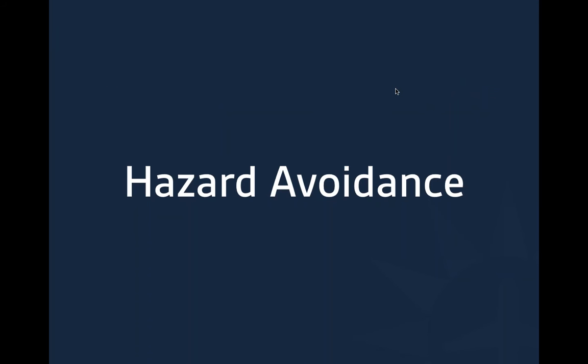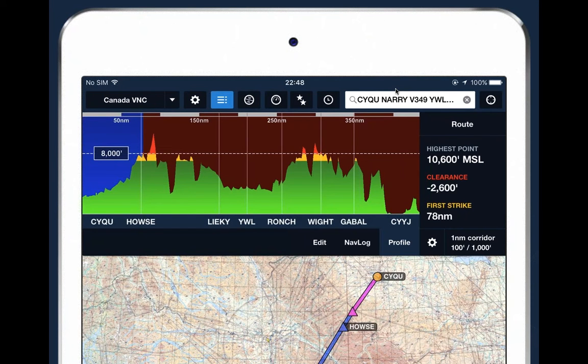ForeFlight offers a wide variety of hazard avoidance tools, and we'll get into some now. For those flying in the east, maybe not too applicable. We don't have too much terrain there, but once you start flying out west, I know a lot of pilots say terrain's a big issue.